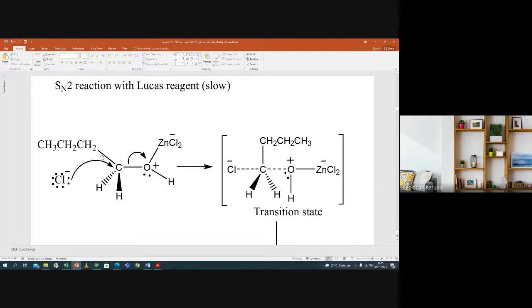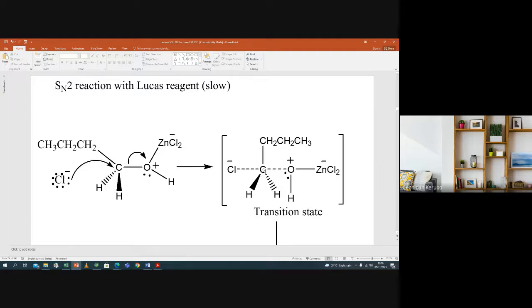So this happens at the same time. After the hydroxyl group has been coordinated with the zinc chloride, this becomes a good leaving group, and this carbon bearing the hydroxyl group also becomes more electrophilic. So the nucleophile now reacts, and the bond will start to form. This will start to break and lead to the transition state, which is the high energy state.